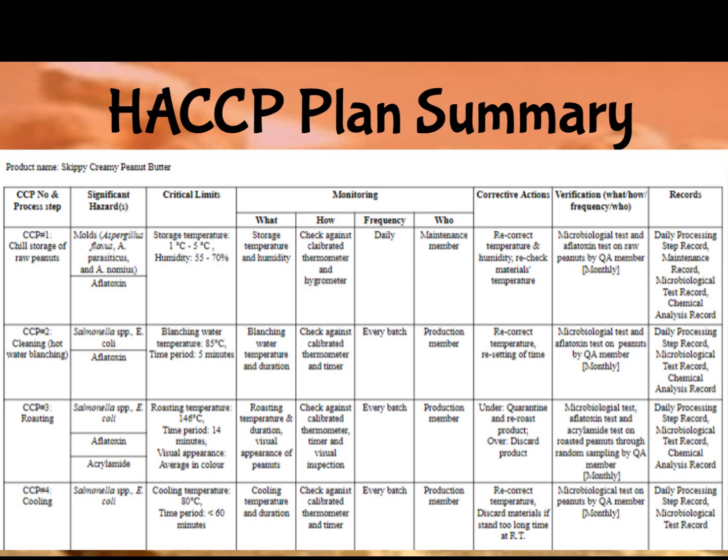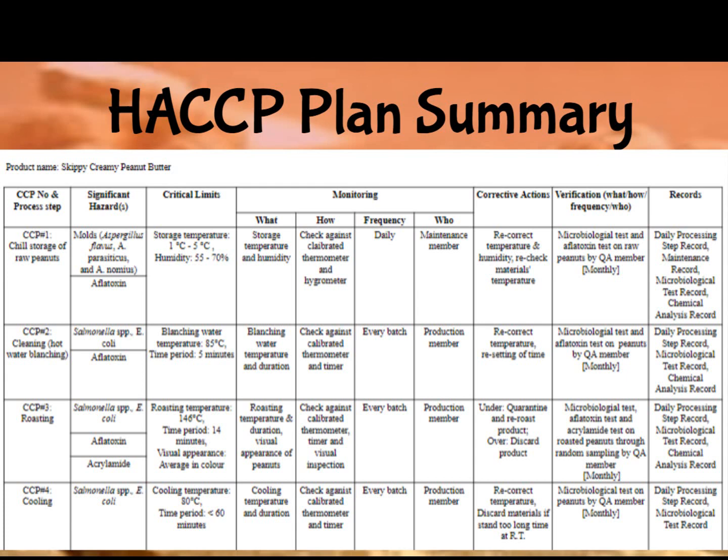Next is the HACCP plan summary for processing of peanut butter. There are a total of 8 CCPs identified from all the process steps. The first CCP is the chill storage of raw peanuts. There are two hazards identified, which are mold and aflatoxin. The maintenance member needs to monitor the storage temperature and humidity daily.